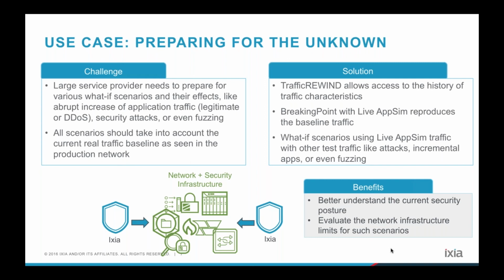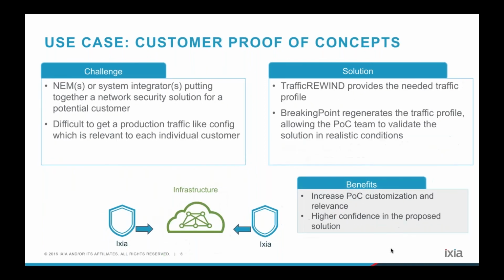The third use case is for solution and customer proof of concept. When a network element manufacturer or system integrator is putting together a network security solution for a potential customer, there will be no more guessing game of the real customer traffic profiles with the assistance of the XCS TrafficREWIND solution. In these cases, both parties will have peace of mind about the proposed network security solutions with the accurate temporal live traffic profile being played out.